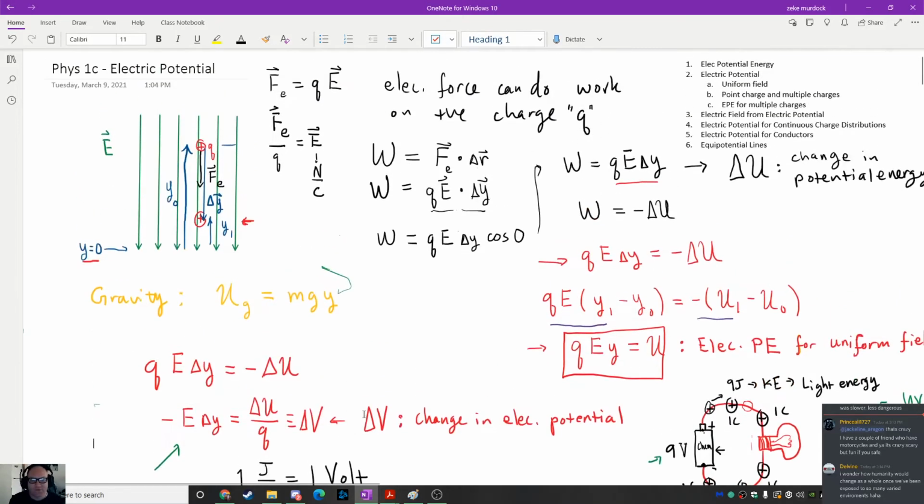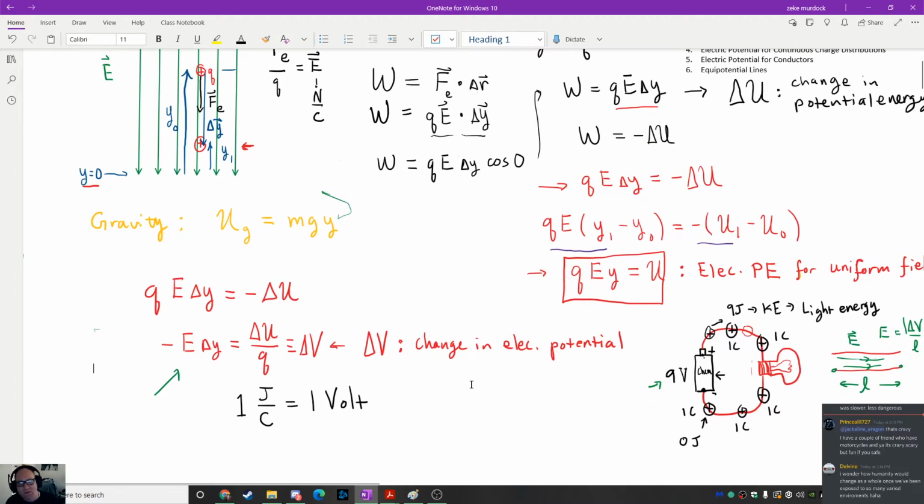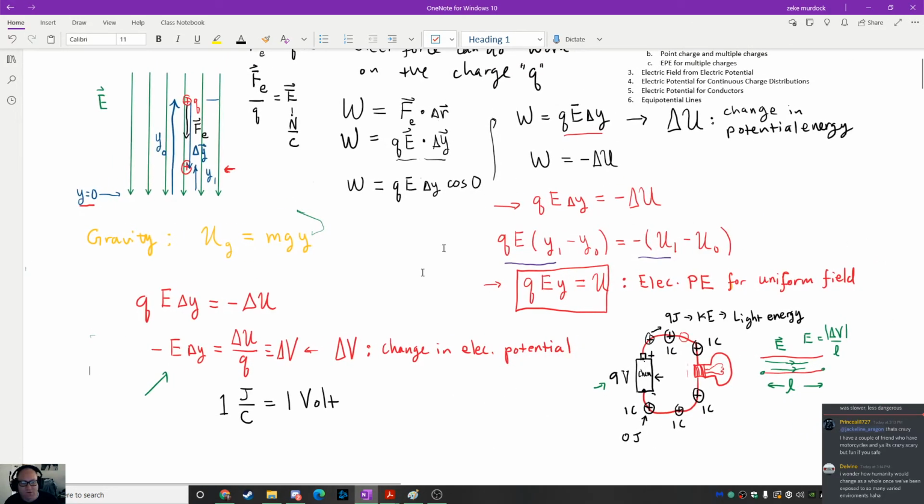Okay, this is the second hour of Physics 1C for March 9th, and we're going to keep talking about electric potential. We just talked about a definition of electric potential when you have a uniform field. Zoom out a little bit here. Uniform field. And we said that it looks a lot like the potential energy due to gravity. And so we want to kind of generalize this idea.